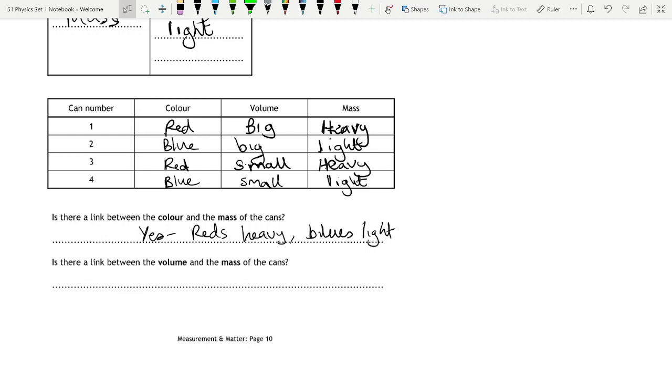And is there a link between volume and mass? Let's go for someone on the back table. You can say no. Yeah, no, there's no link, because you can see there's a big one that's heavy, there's a big one that's light. So there's no link between volume and mass. In this experiment, colour is the thing that affects something else. Okay, very good. Right, has everybody got that written up?